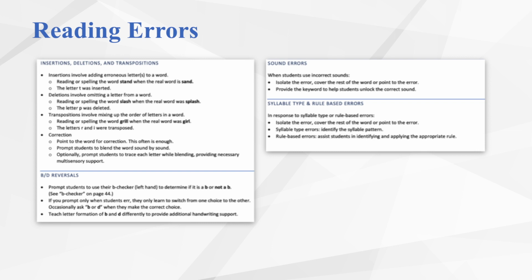Let's look at some specific errors and related error corrections. Let's look at reading errors. First, we have insertions, deletions, and transpositions. Just pointing to the word for correction may be enough. If not, prompt students to blend sound by sound. Next, we have BD reversal. We just use our B checker to determine the error. After that, we have sound errors. We isolate the error, prompt for the correct sound, and provide the keyword or hand signals if necessary. Finally, syllable type and rule-based errors. We ask what kind of syllable type and support students if necessary, or we prompt or support with the rule, like the short vowel pointer rule.